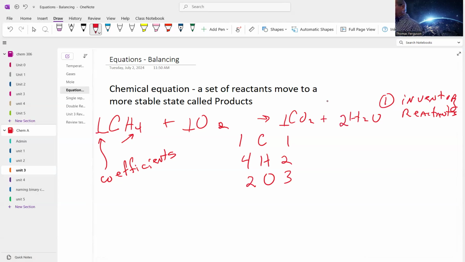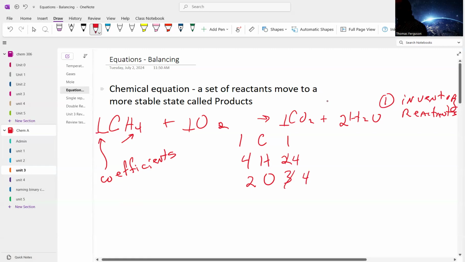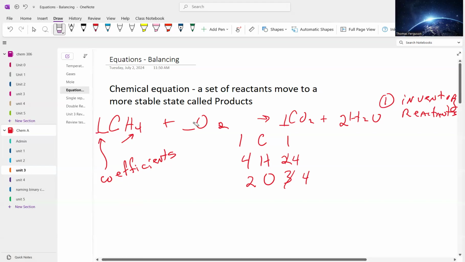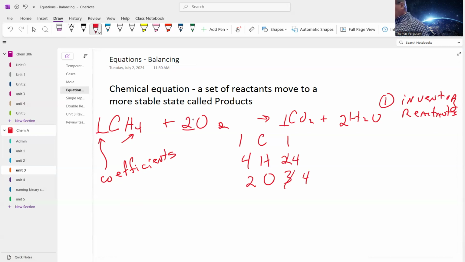Now we have to take inventory again. That gives us 4 hydrogens, 4 oxygens, 1 carbon. Okay, the hydrogens are in good shape, and we have to deal with the oxygens. We've got 4 oxygens on the right. They come in 2s on the left. How many do we need on the left? 2 more or 4 total, right? So if we change the 1 to a 2, that'll give us 4 oxygens.